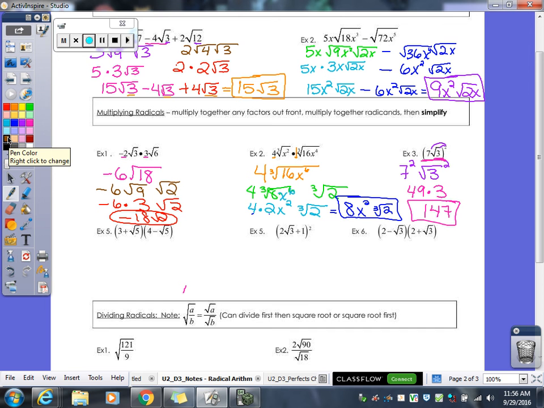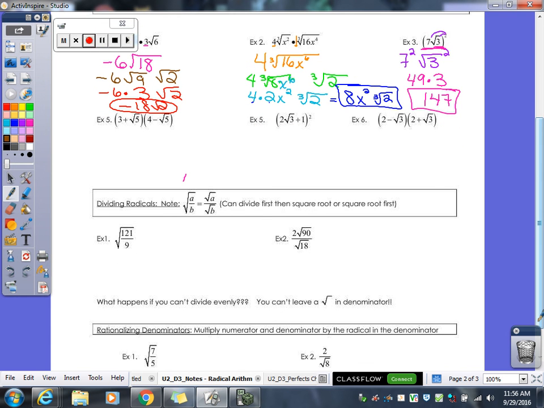All right, example 5. What do you think we have to do to that one? We got to do some distributing. So we got to start with a 3. 3 times 4 gives us a 12. 3 times negative radical 5 would be negative 3 radical 5, because remember there's a 1 out in front. So you would do the 3 times the 1.